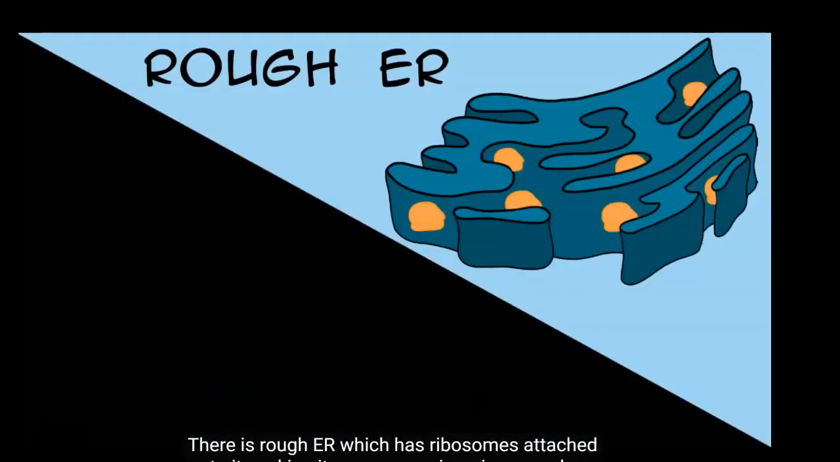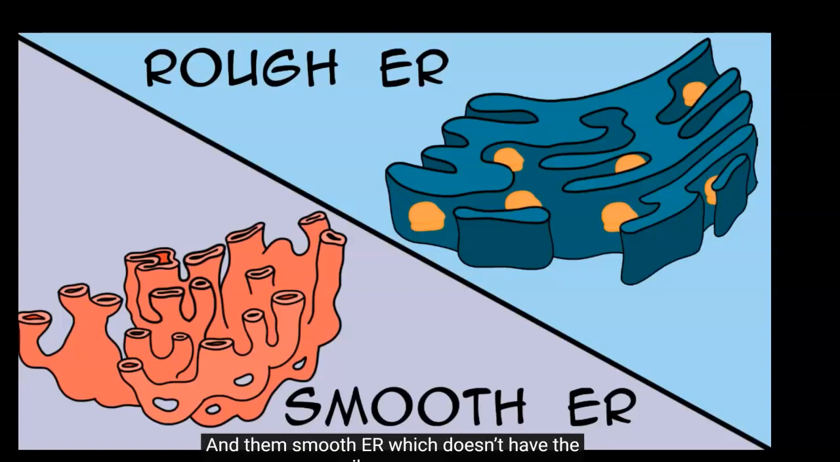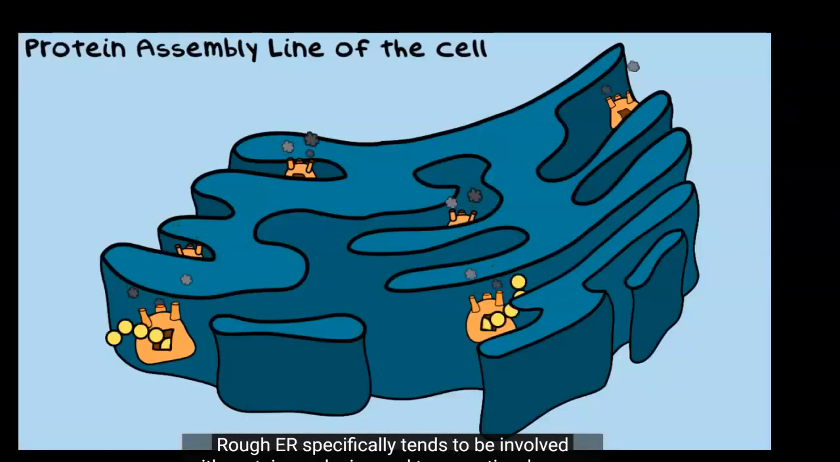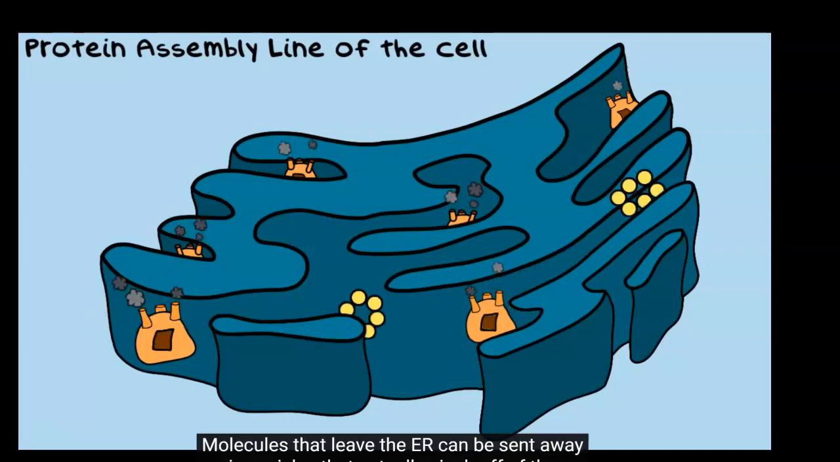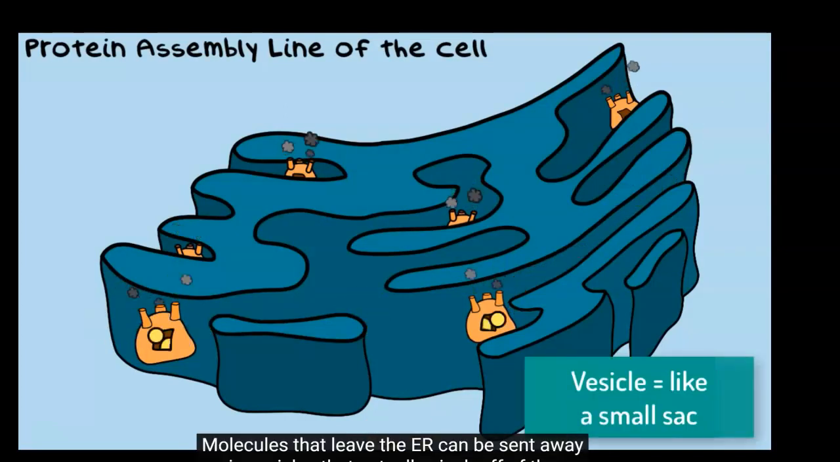There's a rough ER, which has ribosomes attached to it, making it, as you can imagine, rough, and then a smooth ER, which doesn't have the ribosomes. Rough ER specifically tends to be involved with protein producing and transporting, because remember that ribosomes make protein. Now, molecules that leave the ER can be sent away in vesicles that actually pinch off the ER themselves.